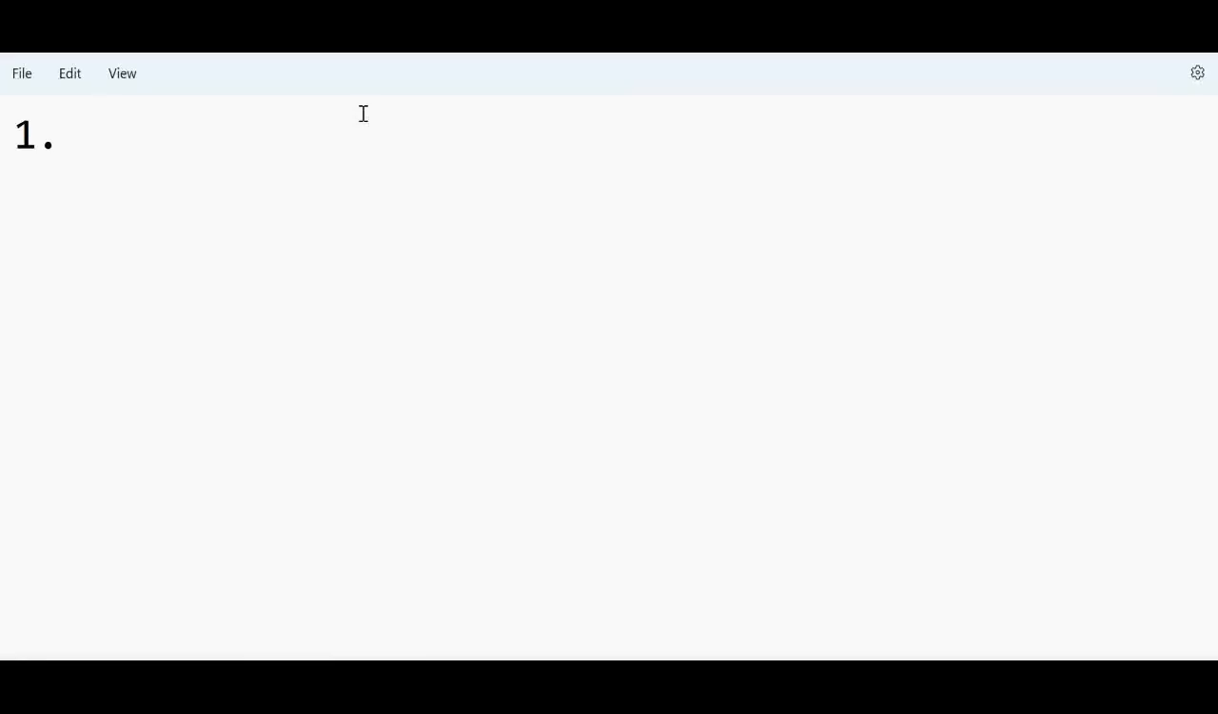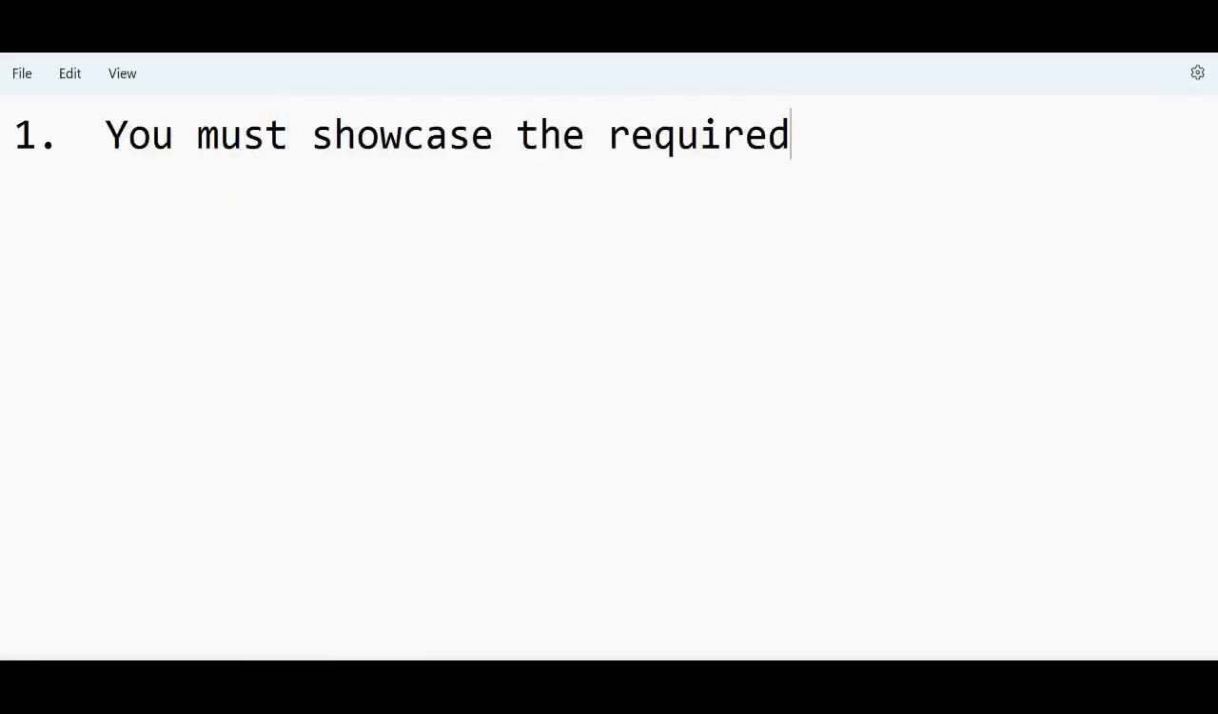Yeah. So the first golden tip is you must showcase the required skills. ये एक बहुत ही जरूरी चीज है.